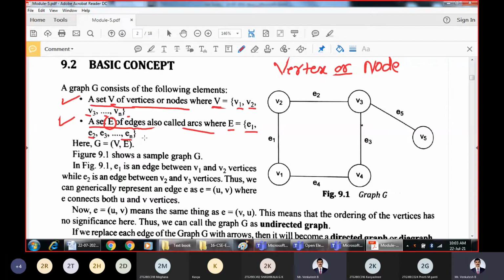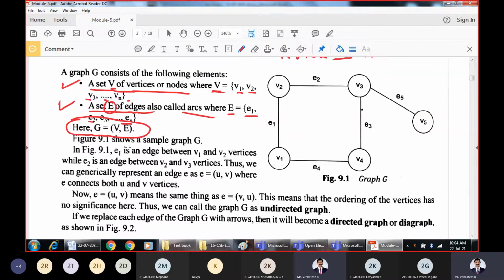There can be n number of edges, E1, E2, and so on up to En. There can be n number of edges in a graph and n number of vertices in a graph. So what basically is a graph? A graph is a collection of nodes and edges, a collection of vertices and arcs. Any term you can use. So how do we define a graph? A graph is defined as G equal to V comma E. That means it is a collection of some vertices and some edges.